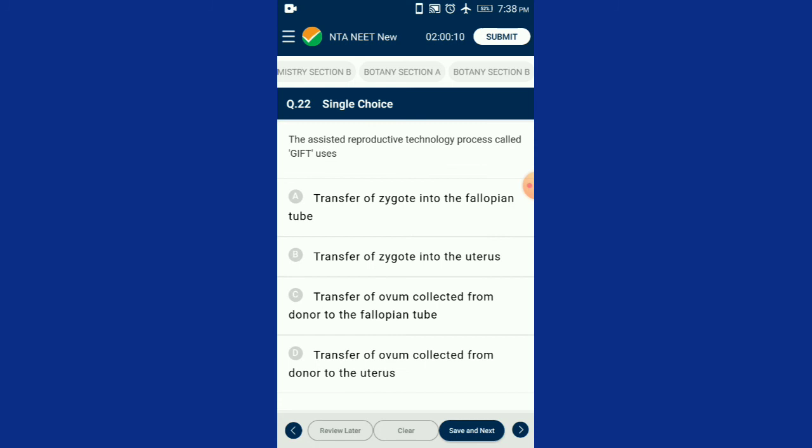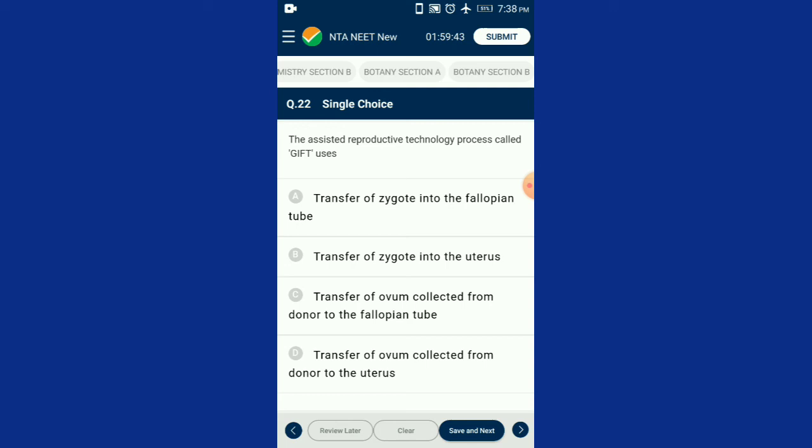Question number 22. The assisted reproductive technology process called GIFT uses. GIFT stands for gamete intrafallopian tube transfer. It is an assisted reproductive technology used in females who cannot produce an ovum but are capable of providing the necessary conditions for fertilization and implantation. In this technique, the ovum is collected from donor female and it is transported to the fallopian tube of mother.